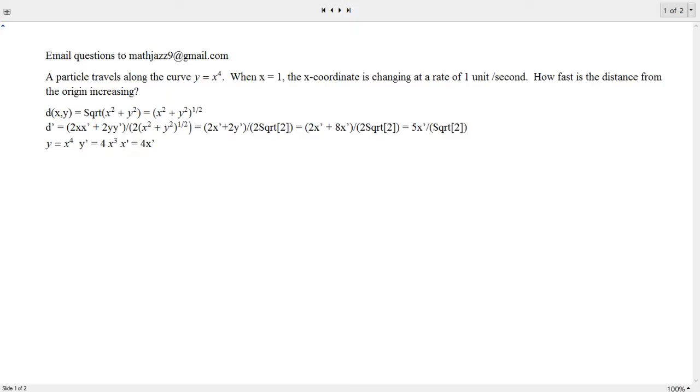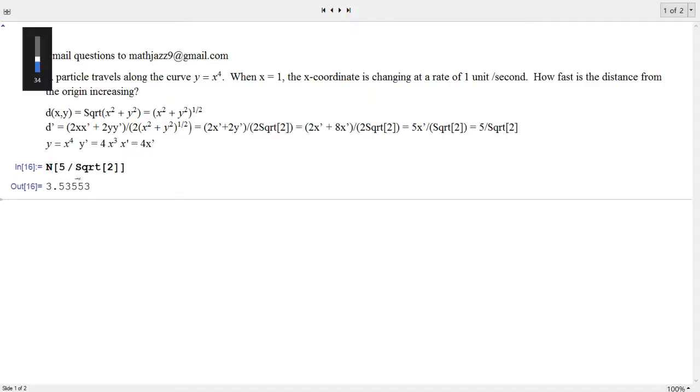Now we know also that x prime is changing at a rate of 1 unit per second. So x was 1 and x prime is 1. So we plug that in and we get 5 over the square root of 2. So we can evaluate that. 5 divided by the square root of 2 is, Mathematica is being cheeky. Let's make it give us a decimal. Here we go. About 3.5 and change. So that's not so bad.